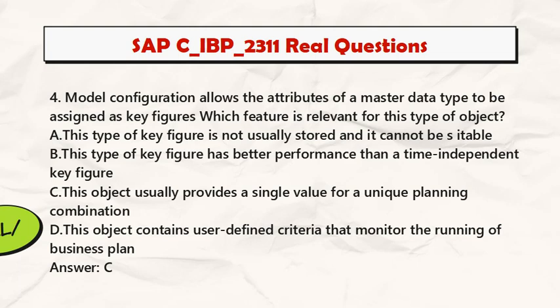4. Model configuration allows the attributes of a master data type to be assigned as key figures. Which feature is relevant for this type of object? A. This type of key figure is not usually stored and it cannot be in the SI table. B. This type of key figure has better performance than a time-independent key figure. C. This object usually provides a single value for a unique planning combination. D. This object contains user-defined criteria that monitor the running of the business plan. Answer: C.